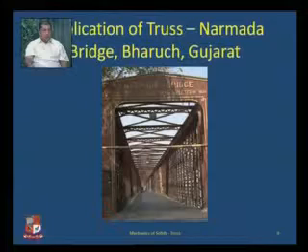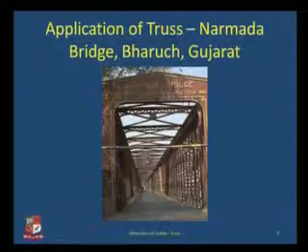This is the most common bridge which we have all seen, the Narmada bridge, which has now been closed for traffic and is only used for light vehicles. This is the oldest bridge. You can see it was constructed in 1877 and is still standing. This is a typical construction of a steel iron bridge.